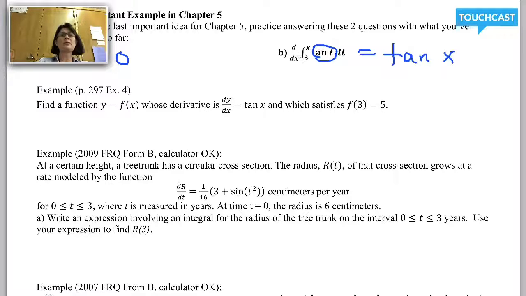So this comes from your textbook. It's page 297, example 4. Can you write a function whose derivative is tangent x and for which f of 3 equals 5?